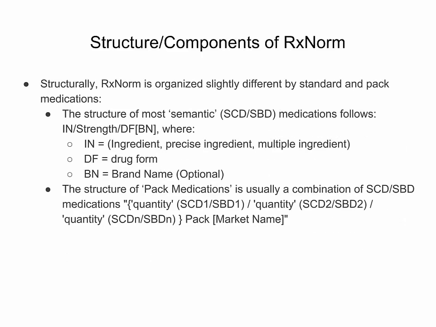Structurally, RxNorm is organized slightly differently for standard and PAC medications. The structure of most semantic SCD, SBD medication follows IN, strength, DF, brand name, where IN equals the ingredient, precise ingredient, or multiple ingredients, DF is the drug form, and BN is the brand name, which is optional. The structure of PAC medications is usually a combination of SCD/SBD medications.